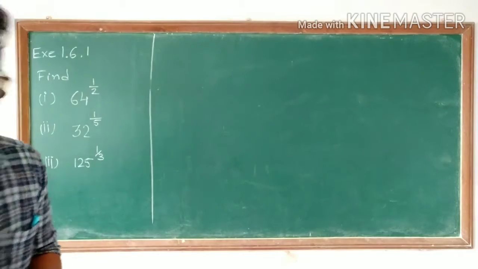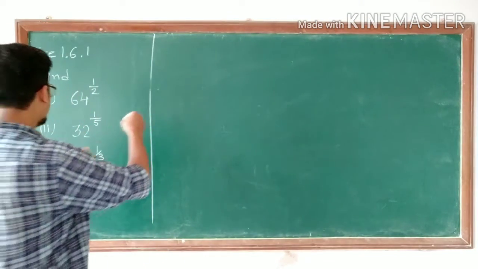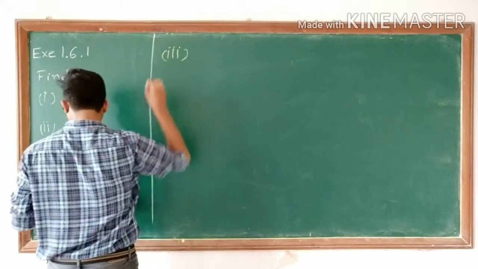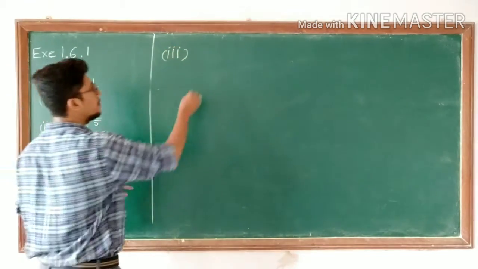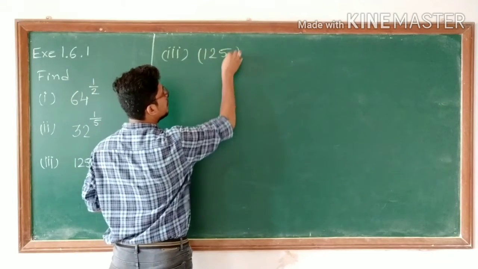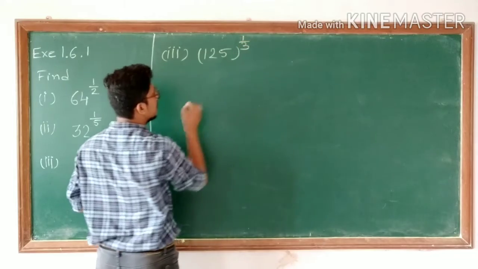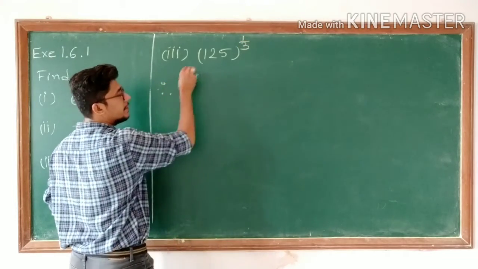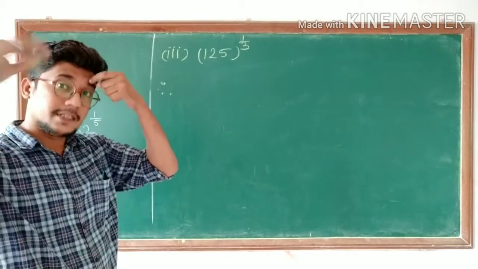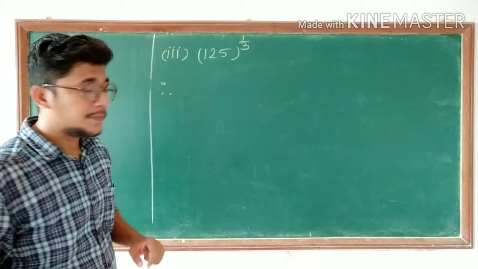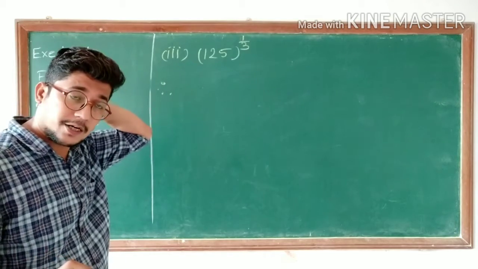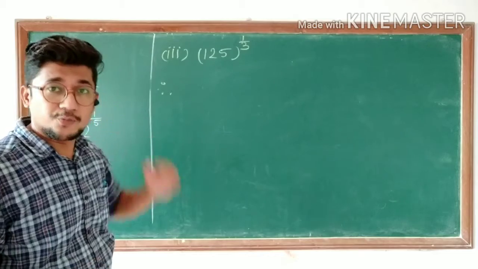Moving on, the third problem. The third problem is 125 power of 1 upon 3. Then you will ask, sir, for 2 we know 2, 4, 8, 16, 32, 64, 128 and likewise. But sir, for 125? In 8th standard you have learnt about squares and cubes.